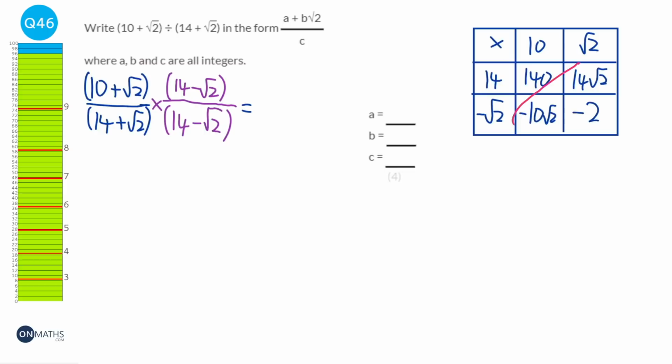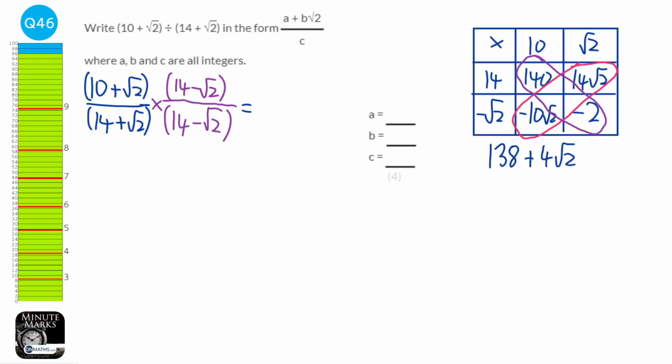Now, when you expand surdy brackets, these two and these two will add together. So we're going to start off with the numbers. 140 take away 2 is 138. And then we'll do the surd. 14 root 2 take away 10 root 2 is plus 4 root 2. So the top is going to be 138 plus 4 root 2.